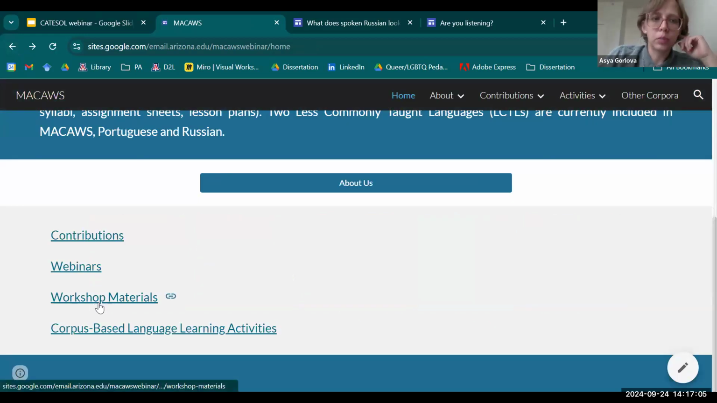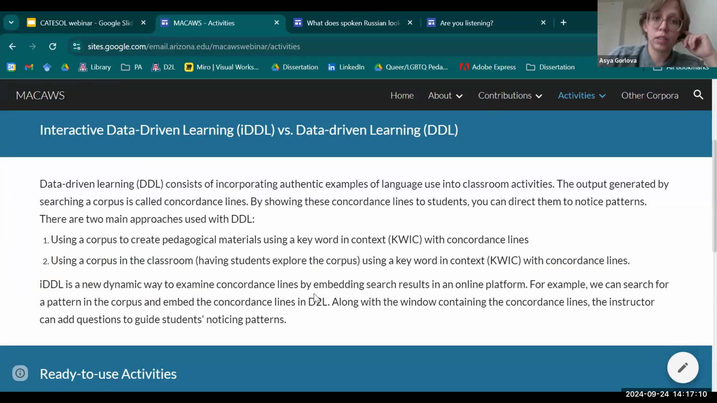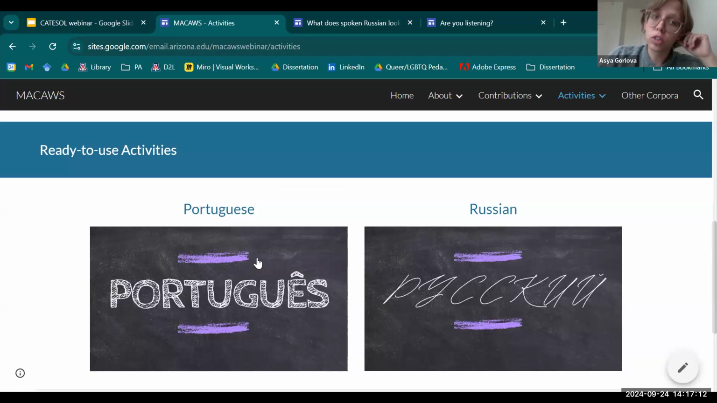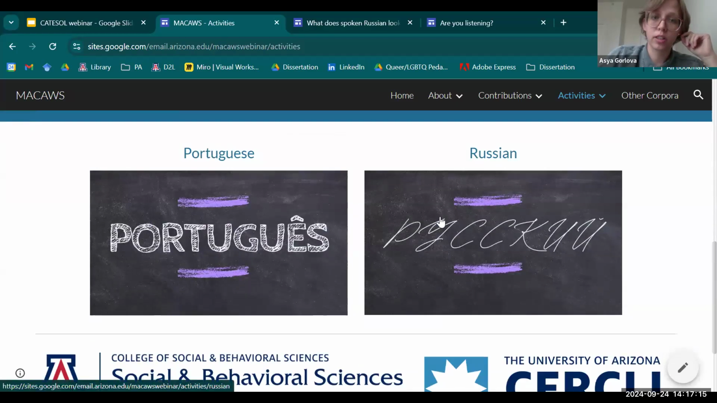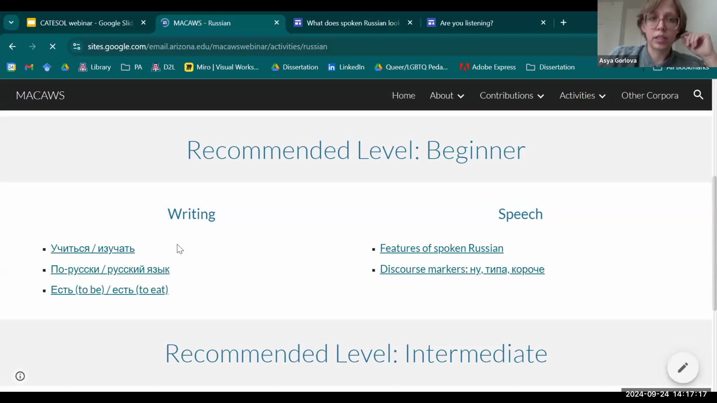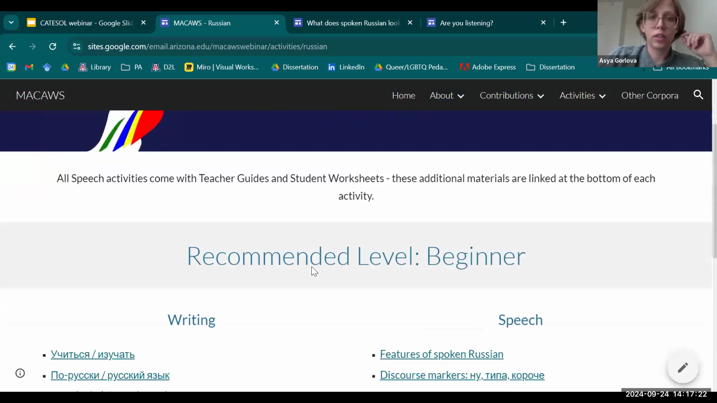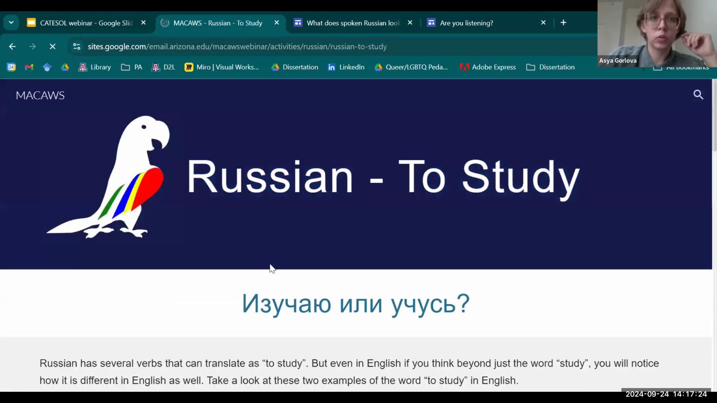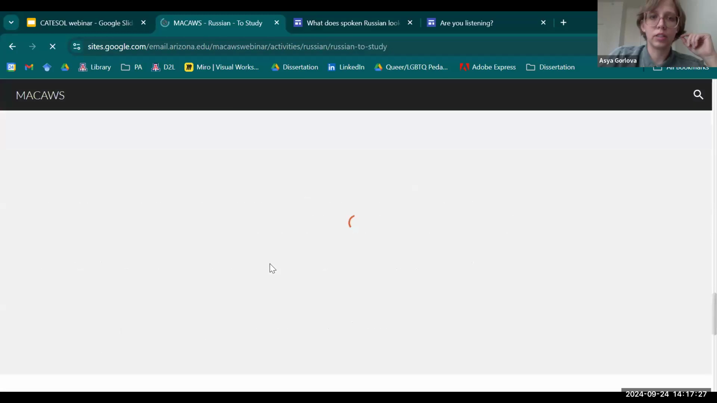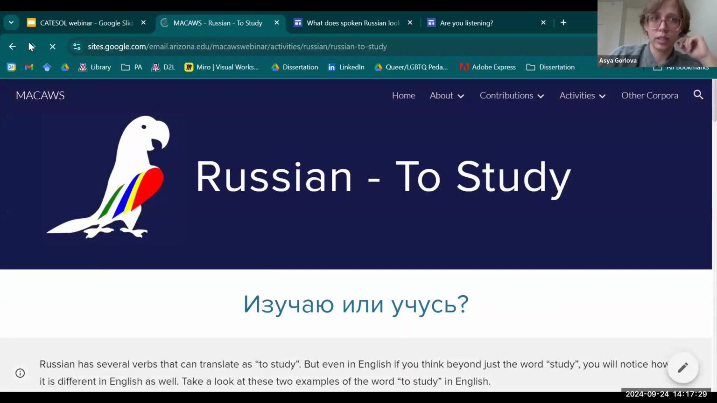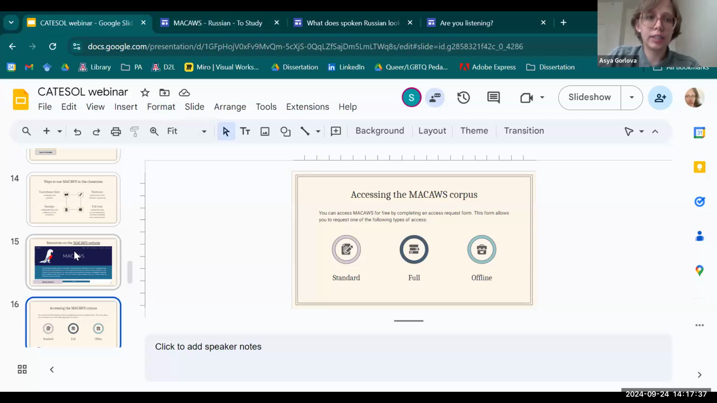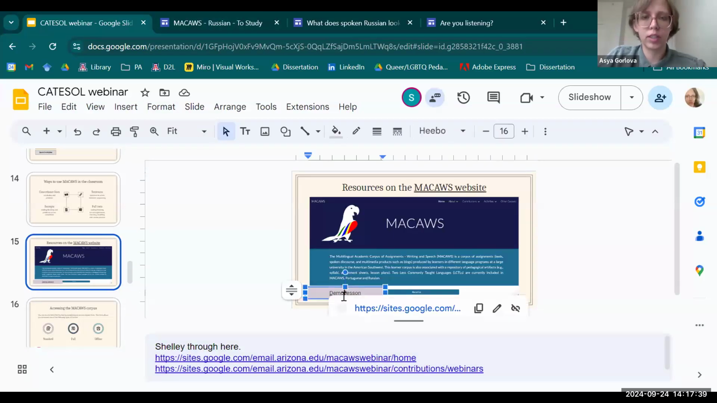You will also be able to see the activities themselves that have been designed by our team for Portuguese and Russian currently. They are all presented by level, and they are mostly on Google Sites. So it will direct you to the activity and to handouts if there are any handouts available for the activity. We also have a demo lesson that we have created.